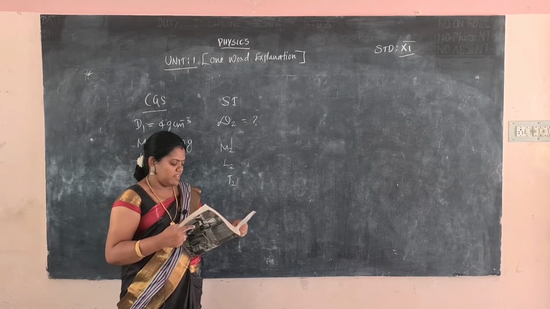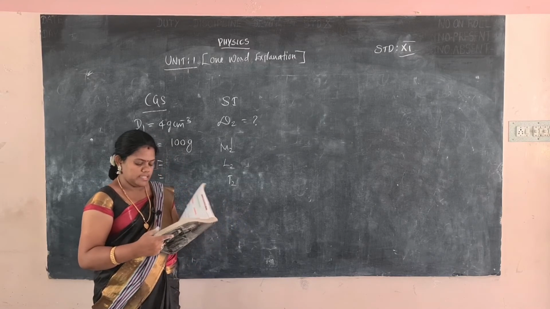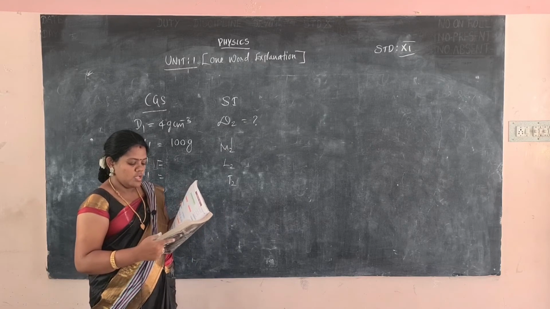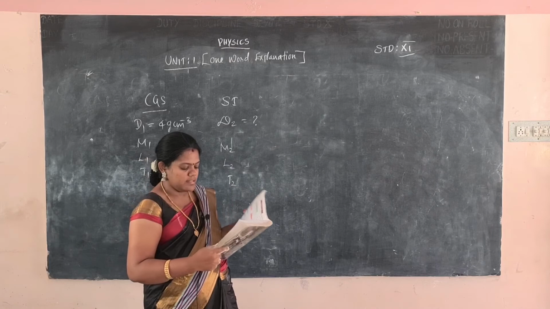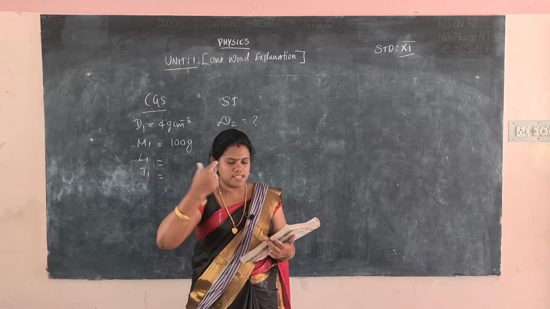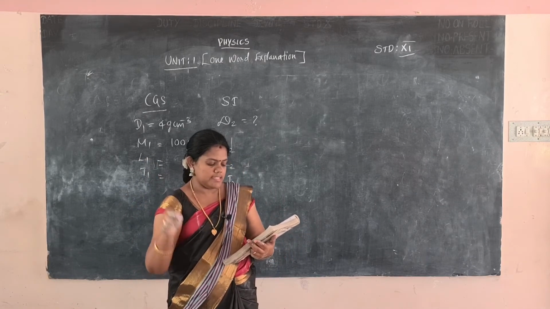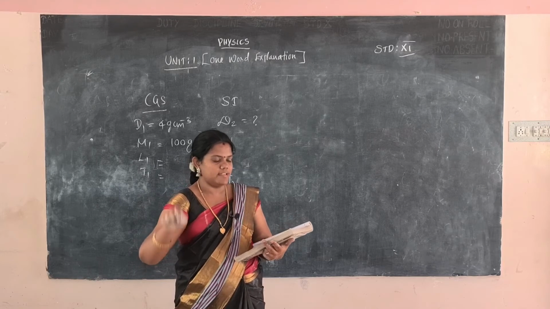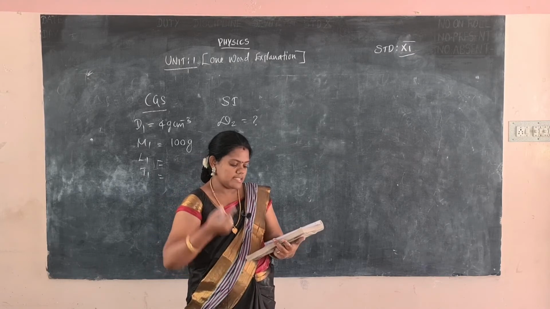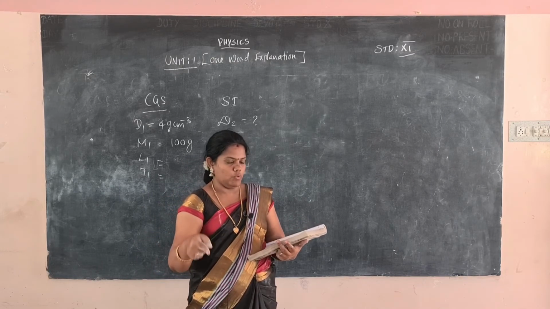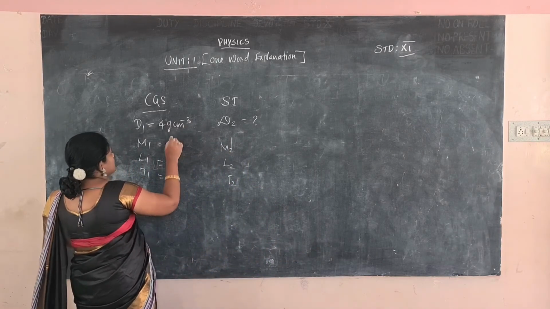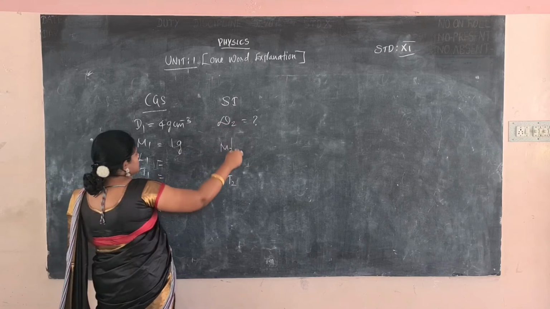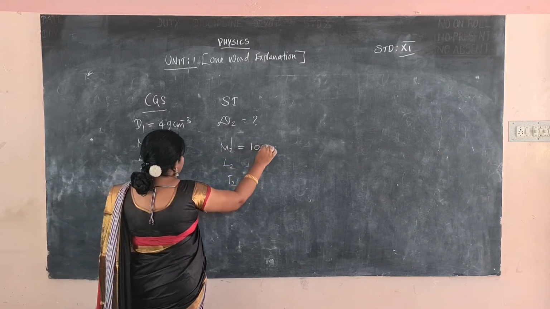The value will be given in a system of units in which the length is 10 centimeter and the unit of mass is 100 gram. The second system has length 10 centimeter and mass 100 gram, they have given you. So here M1 is 1 gram. The second system, so the M2 value is 100 gram.